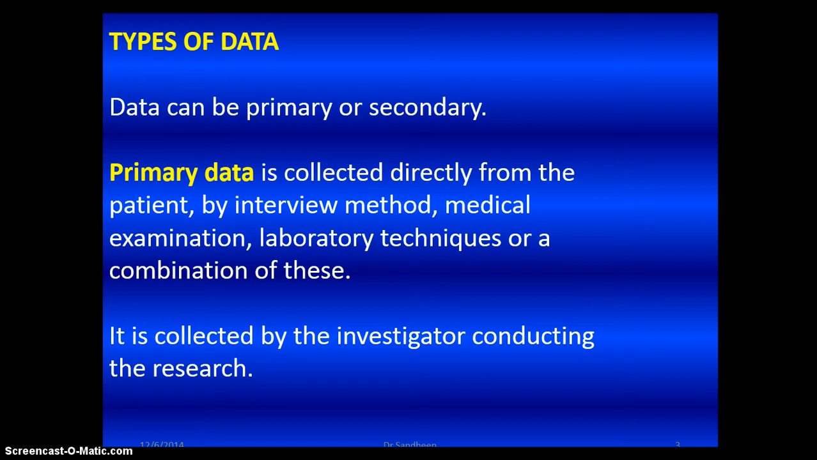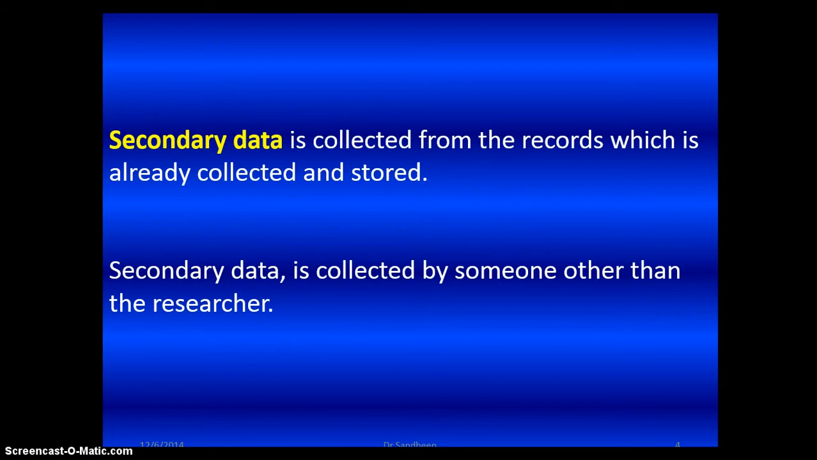Now we will go to types of data. Data can be of two types, primary or secondary data. Primary data is collected directly from the patient or study participant by interview method, medical examination, laboratory techniques, or a combination of these. It is collected by the investigator who is conducting the research. Secondary data is collected from the records which are already collected and stored, like hospital records or hospital statistics or census data. All are examples of secondary data. Secondary data is collected by someone other than the researcher.